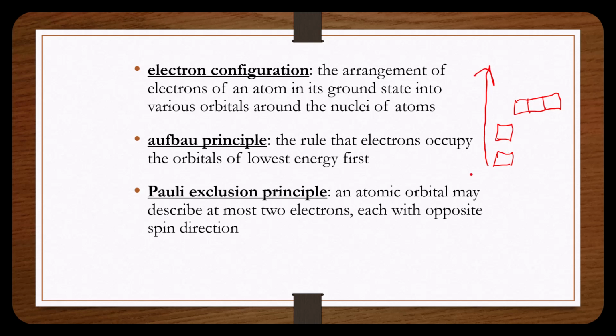The Pauli exclusion principle says that an atomic orbital may describe at most two electrons, each with opposite spins. So each orbital, this would be 1s, this would be 2s, this would be 2p. Each orbital can hold at most two electrons, so we would put one here. They have to be opposite spins, so we would put another half arrow in the opposite direction to indicate an opposite spin. And we would start from the bottom to the top.